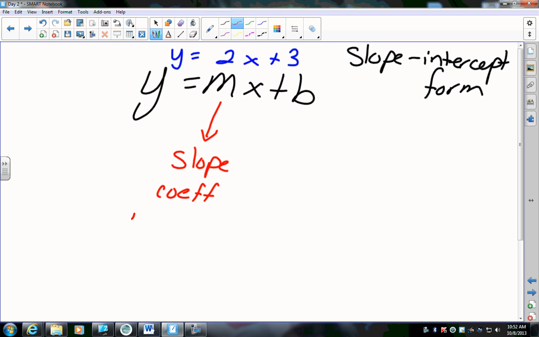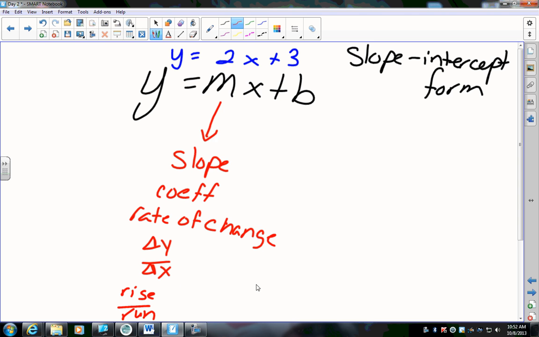We also call it the rate of change. We call it delta y over delta x, the change in y over the change in x. They also call it rise over run, because when we're finding the slope, we're going to be going up first, then over. You always have to rise before you run. We're going to talk more about that in detail in just a minute.